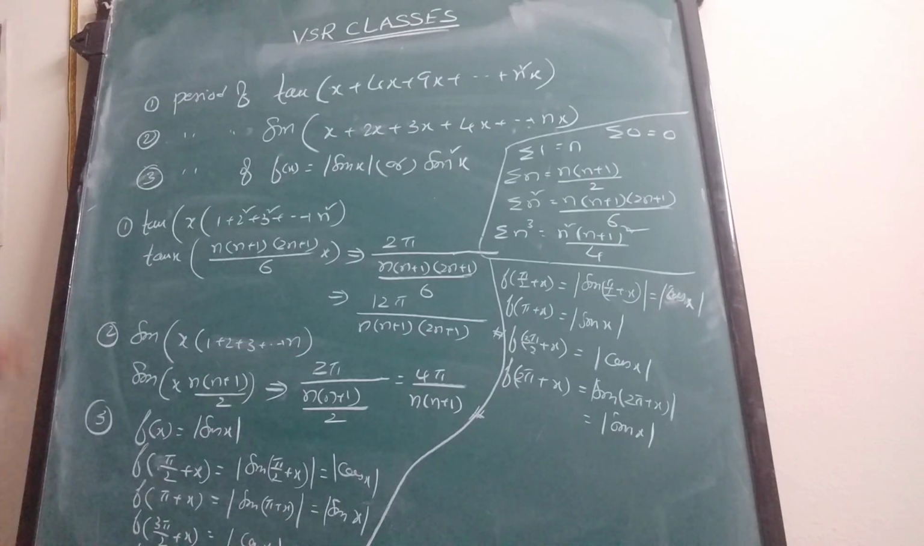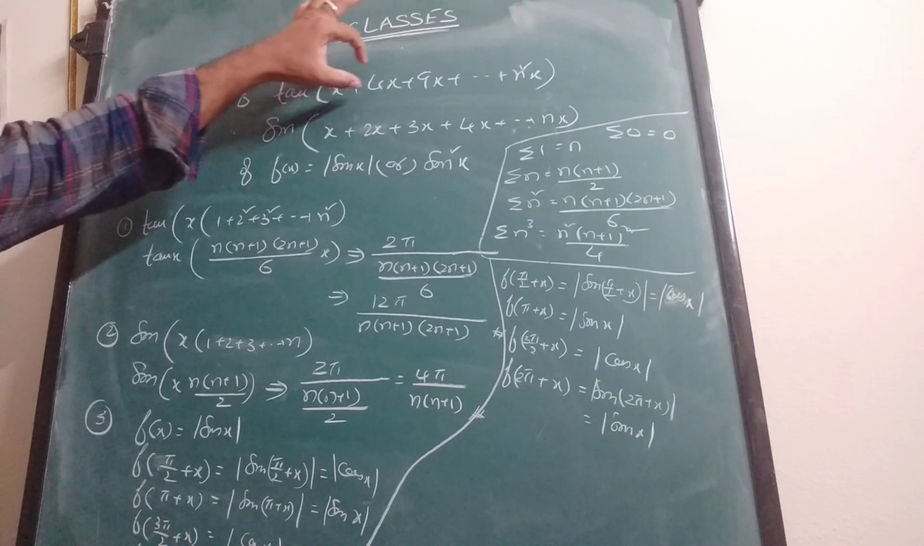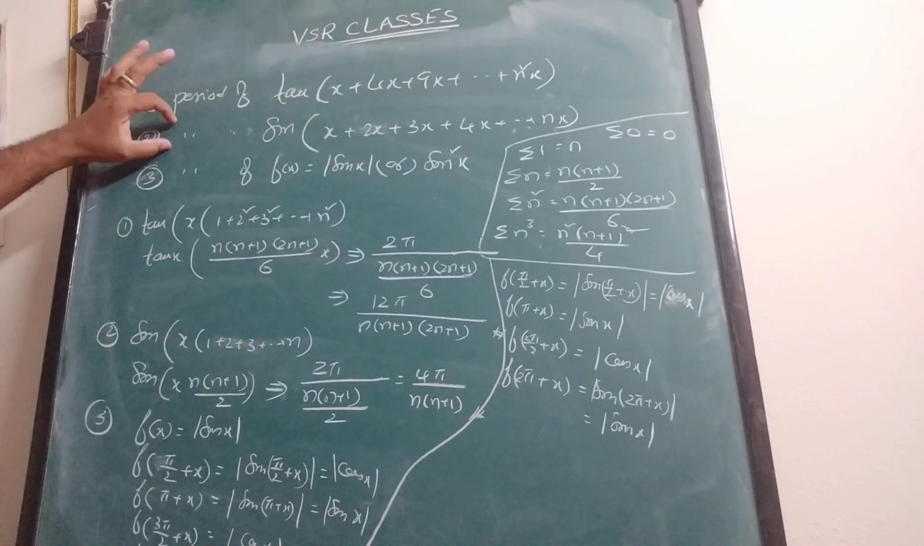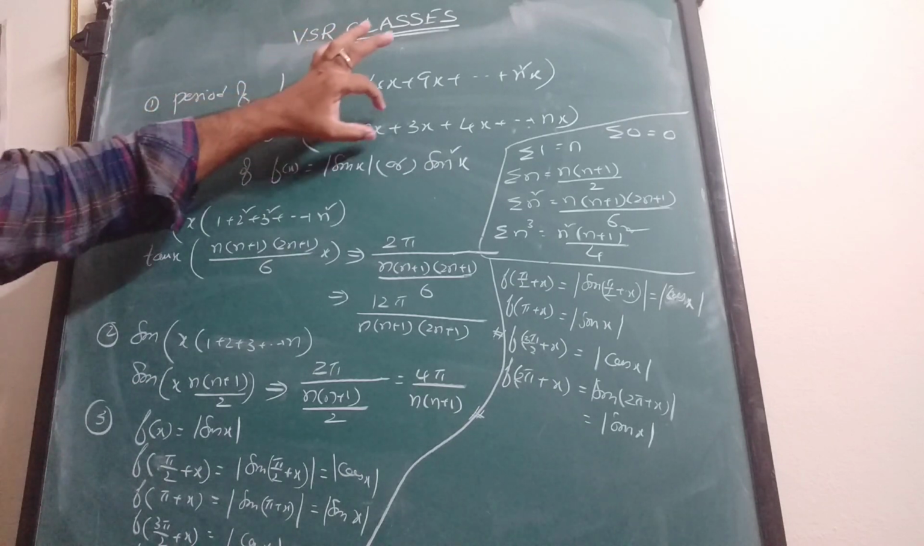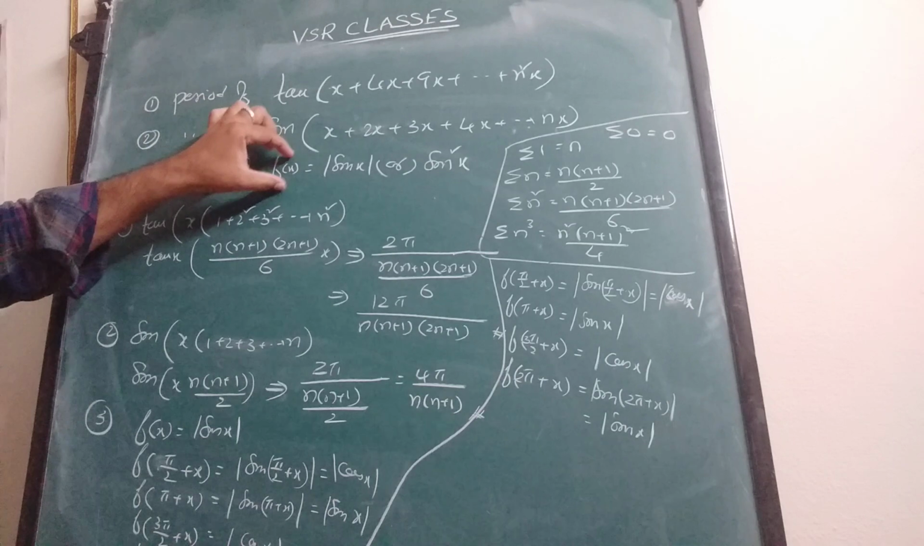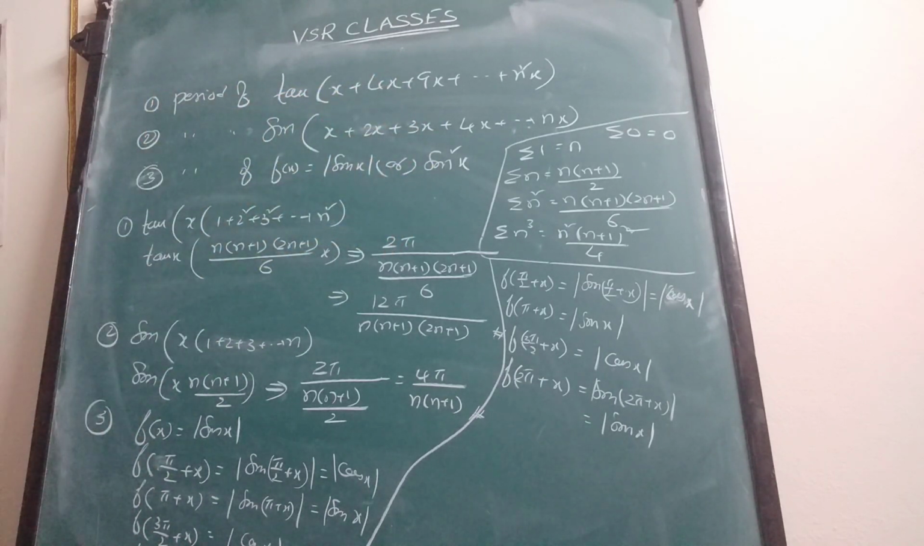Now listen children, how to find the period of these functions? Tan of x plus tan of 4x plus tan of 9x and so on up to n square x. Find the period of sine of x plus sine of 2x plus sine of 3x and so on up to n x. Find the period of f of x equal to mod sine x or sine square x. This or this.